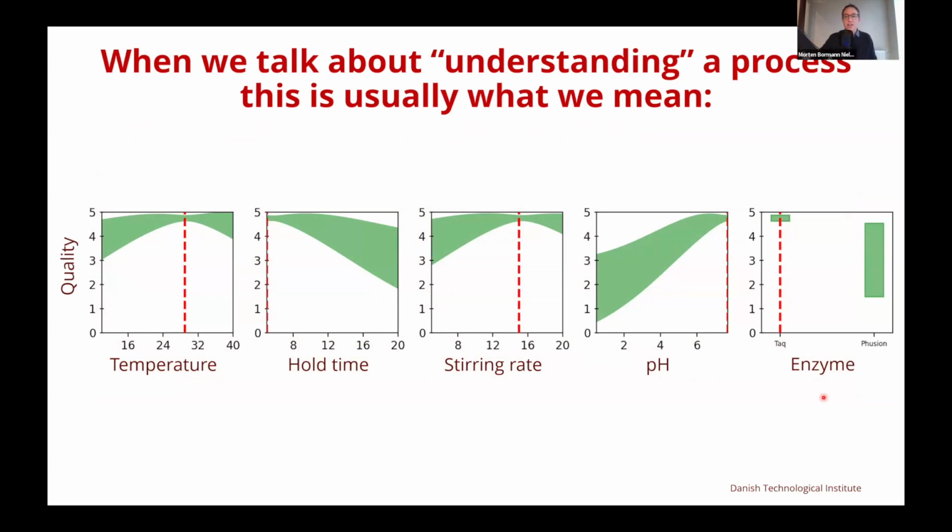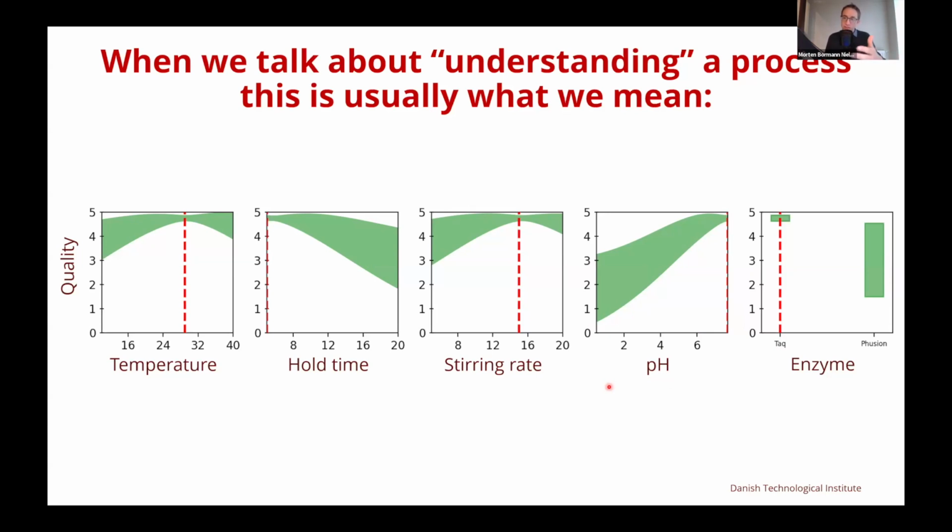In the sense that if I can show you a graph that tells you what the quality is going to do if I reduce pH, for instance, or if I change from one enzyme to another, if I can draw this graph reliably from data, then we will say that I understand what pH does to my process, or in this case, to my quality. And all of us are taught to decipher graphs like this from very early on in school.